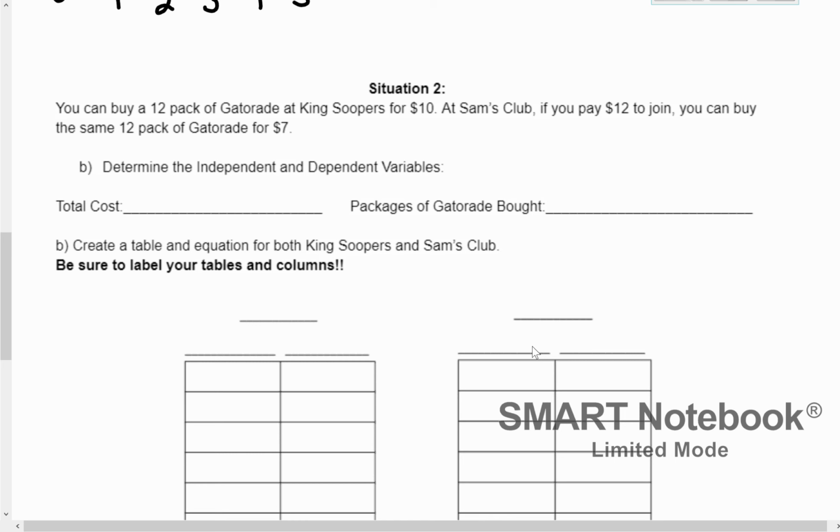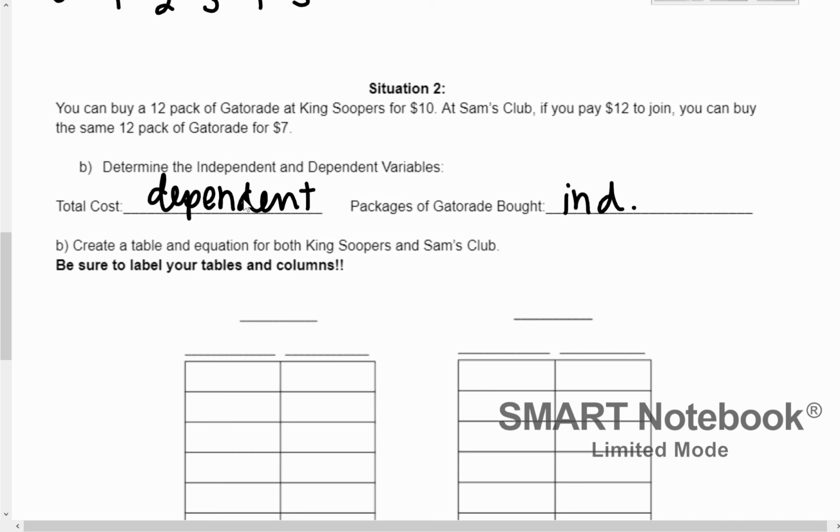You can buy a 12-pack of Gatorade at King Soopers for $10. At Sam's Club, you pay $12 to join, and then you could buy the same pack of Gatorade for $7. All right, so the independent, dependent cost. Well, the cost is going to depend on how many packages of Gatorade we buy.